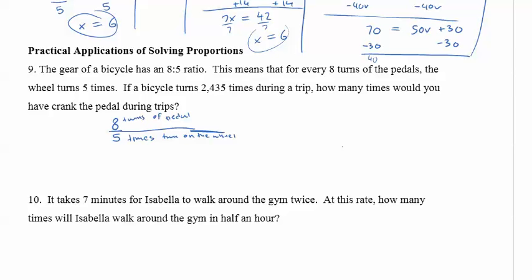The long way to do it was to actually make sure the wheel turns 2,435 times and then count how many times you pedaled. But that's almost impossible. You're likely to make an error, so don't try it. Let's do the math way.